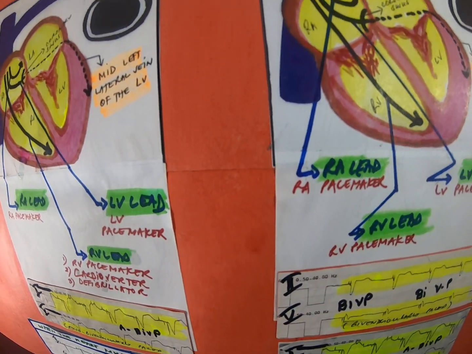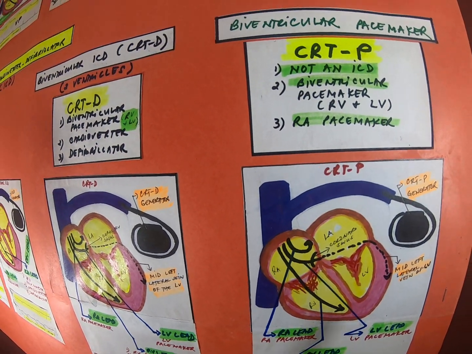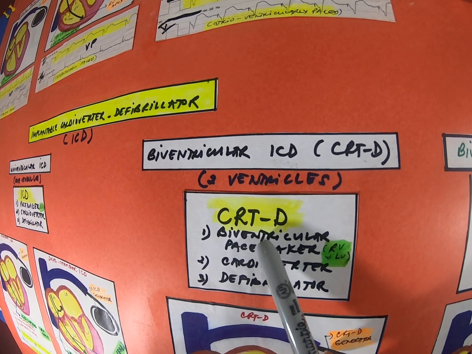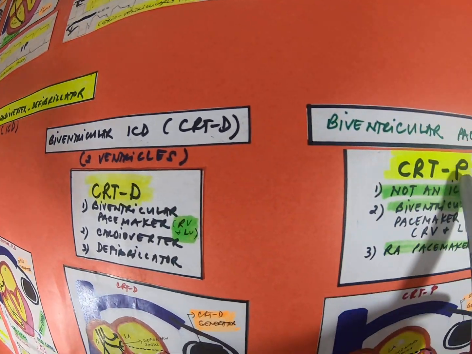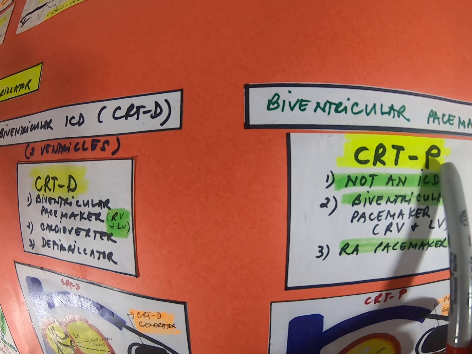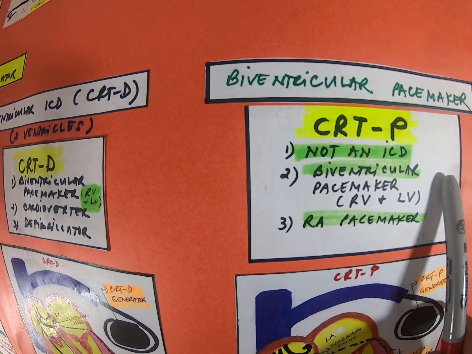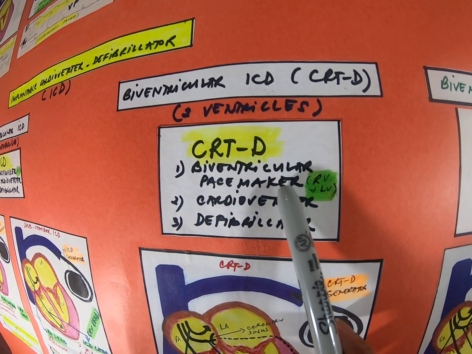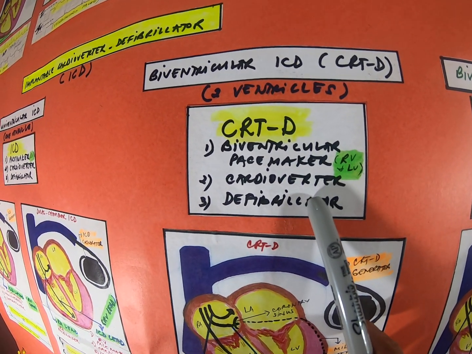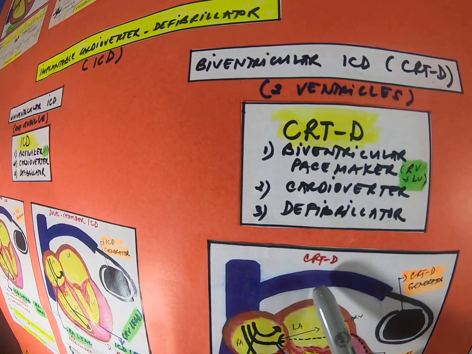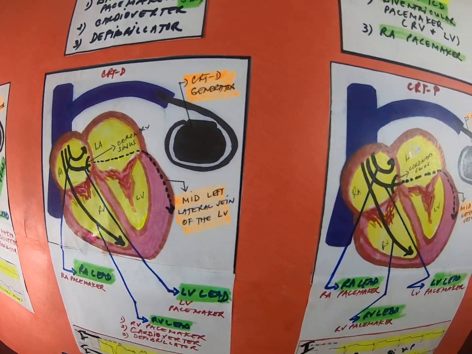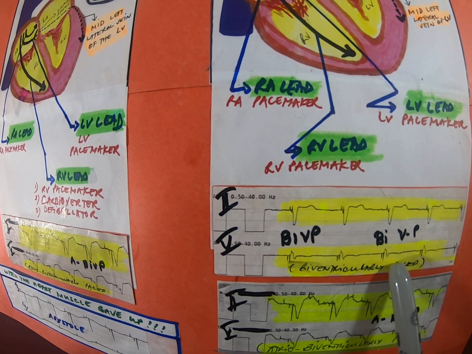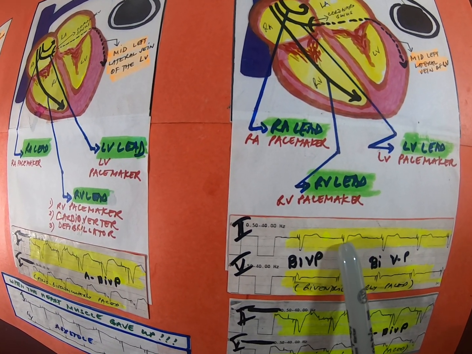Okay, so both the CRT-P and the CRT-D are anti-failure devices. But CRT-P has no defibrillation or cardioversion. CRT-D is for failure, and it has cardioversion, defibrillation, and anti-tachycardia pacing. Okay, and if you look at the strips of this CRT-P here, we have biventricular pacing. So you get two spikes before the QRS.